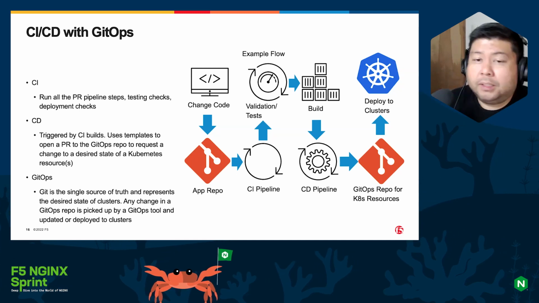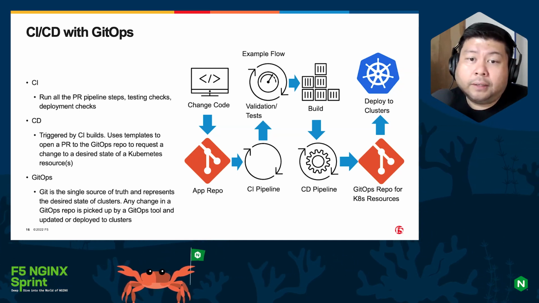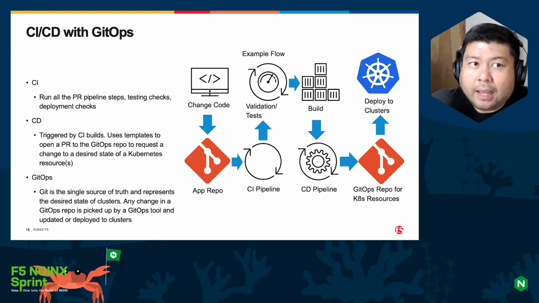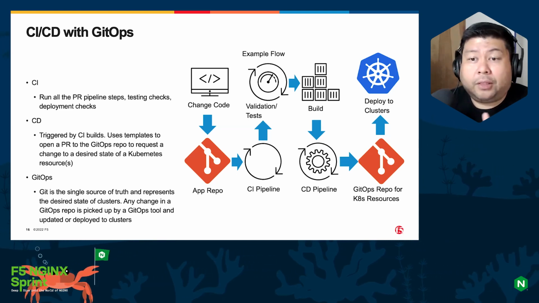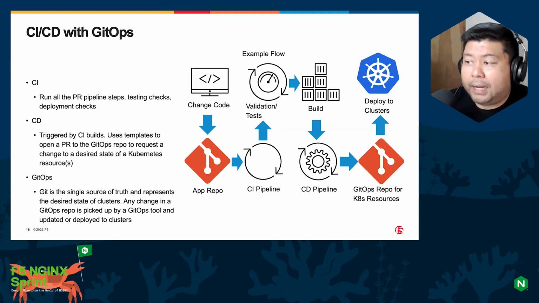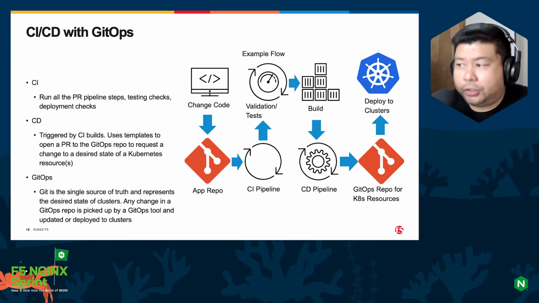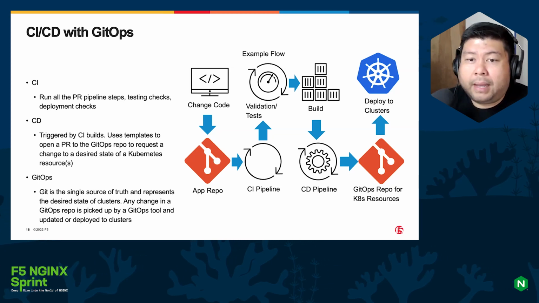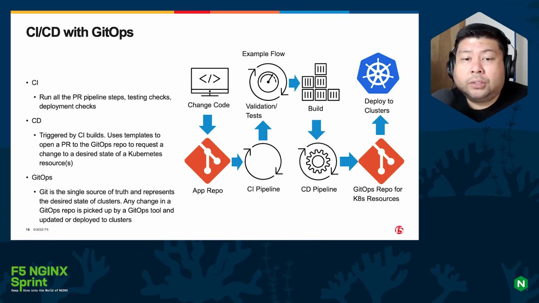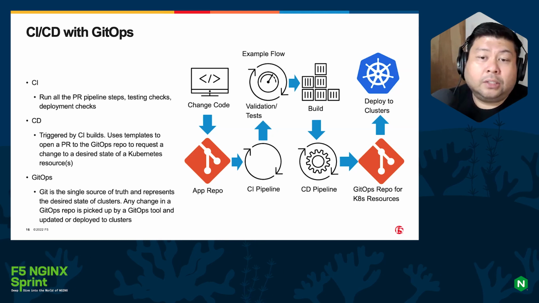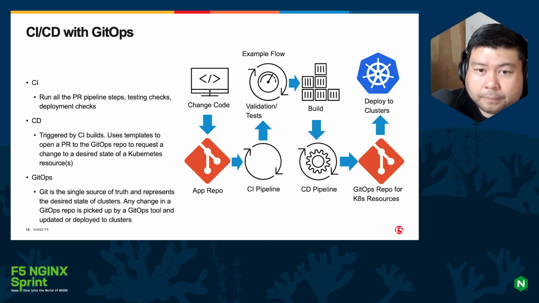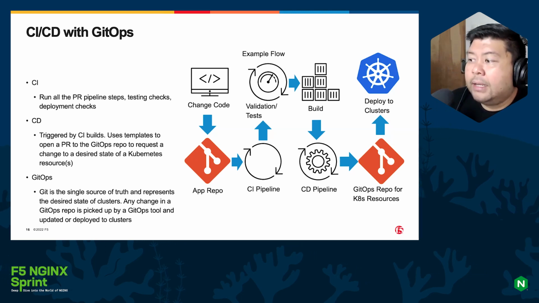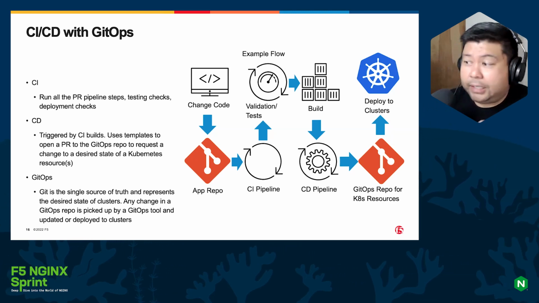So in this example, starting with the change code, we have a developer that is updating an application and is going to make their commit to the Git repository that hosts the application source code. In this first step, that developer changes code, makes a commit, and makes a pull request to the application source Git repository. After this, the pull request might trigger the CI, or continuous integration, pipeline.